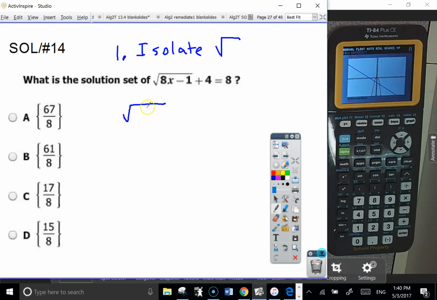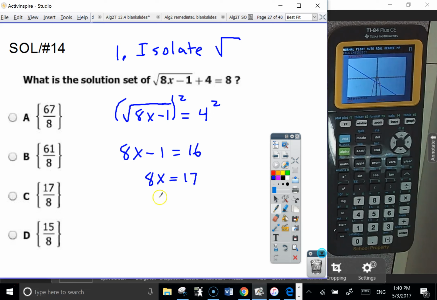Okay, once I've done that, then what do we do? Right? Then you undo the radical. In this case, it was a square root, so we square both sides. So that is 8x minus 1 equals 16. 8x equals 17. X equals 17 over 8. Boom.